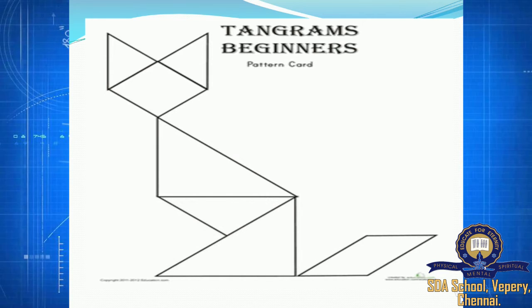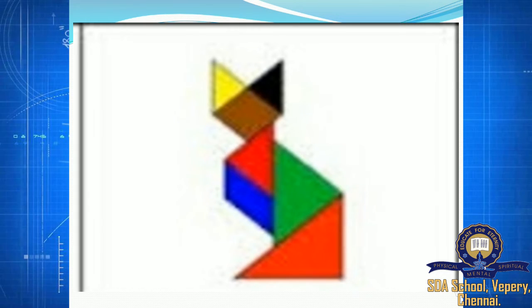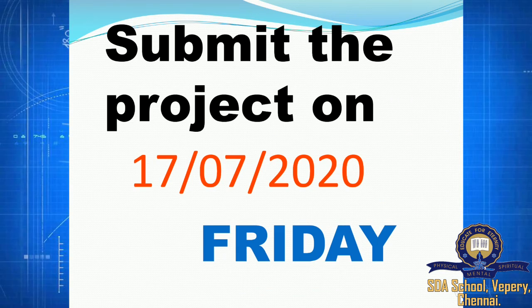For example, I've just done one for you. Okay, like this, you can color the picture, take a photo and submit it to us. You can post it. The submission date is, submit the project on 17/7/2020. That is on Friday. You can submit your project on this date.